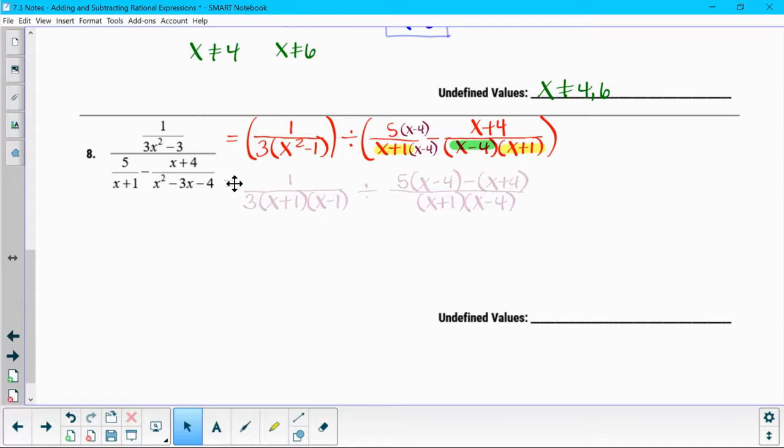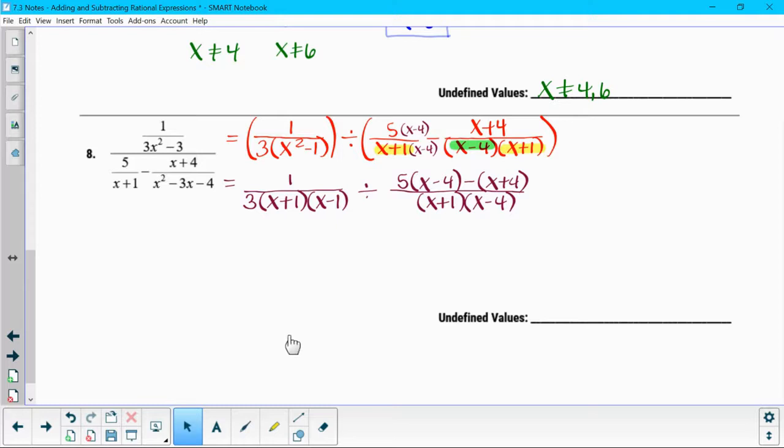So let's go ahead, jump a step. 1 over 3, x plus 1, x minus 1. Remember, we talked about how this needed to be factored more. Divided by 5 times x minus 4 minus x plus 4. Don't forget, this negative is going to distribute to both terms, all over my common denominator of x plus 1, x minus 4.